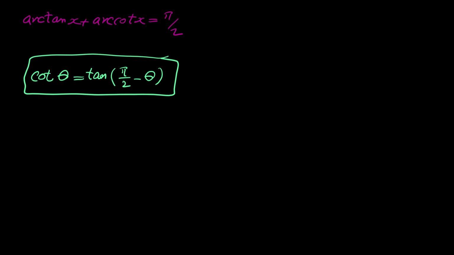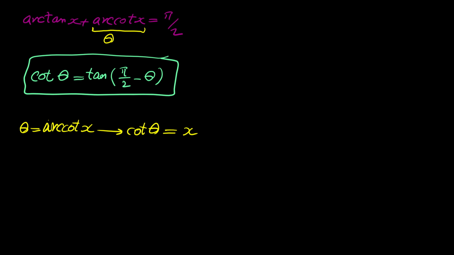So we want to use this relation, but how? Here, let's suppose arccotangent of x is angle theta. So we suppose theta is arccotangent of x. Immediately from this, we can conclude that the cotangent of angle theta is x, because cotangent is the inverse of arccotangent.